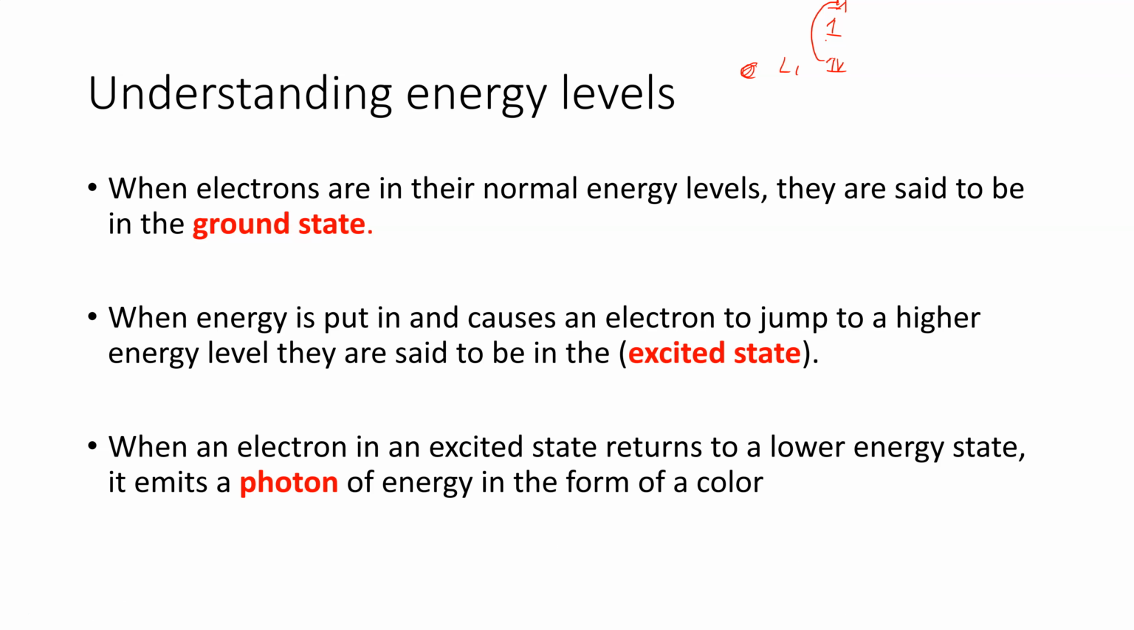When an electron in an excited state returns to a lower energy level, it emits a photon. What's a photon? Color. Fancy way of saying color. So when this comes back down, maybe you see a red color, maybe you'll see blue, whatever. Depends on how far it went. The further it goes, the more energetic the color. And as we said before, your colors go from red being the lowest energy all the way to violet being the highest energy.